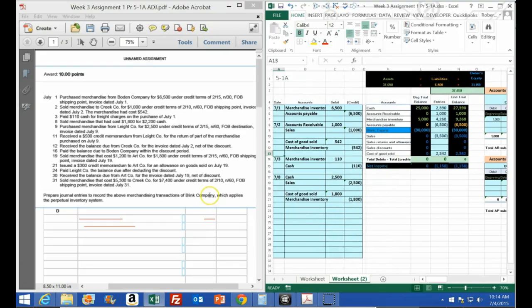Let's take a look at the next transaction on 7/9. Purchase merchandise from Light Company for 2/5 under credit terms 2/5/N60 FOB destination, invoice date July 9th. Okay, so once again, is cash affected? In this case, no, because we purchased it on account. Therefore, we purchased it on credit. We often think of that's going to be like accounts payable.